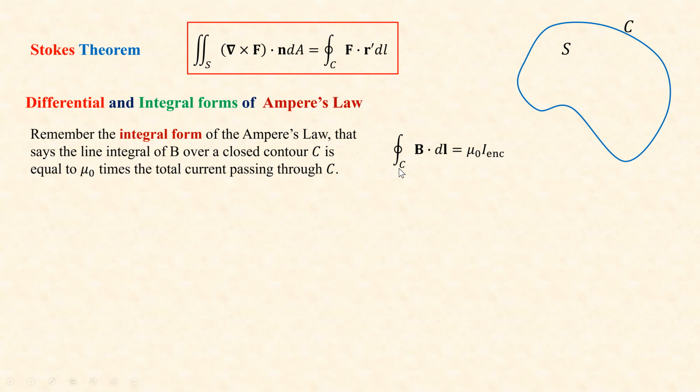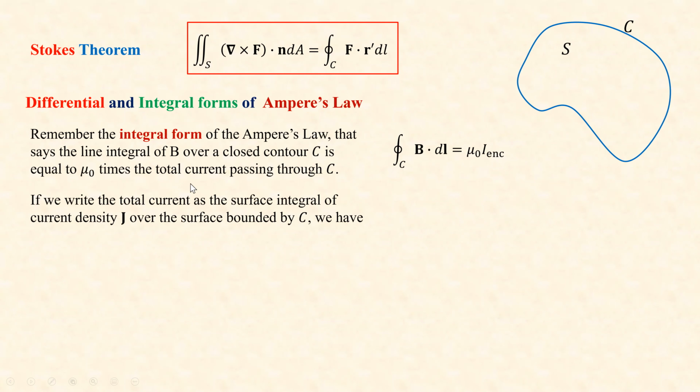All right. So we can use the Stokes theorem to change this to differential form. If we write the total current as the surface integral of the current density J over the surface bounded by C, we have, so any surface that is bounded by C, the current that goes through this should go through that surface.